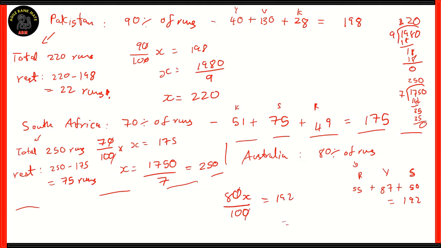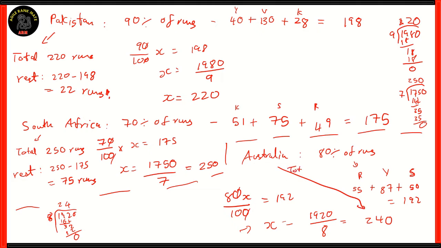Basically, we need to calculate 1920 over 8 to get x. So 1920 over 8. 8 2s are 16. 3 is balanced. 2 gets pulled down, you get 32. 8 goes into 32 4 times. So therefore it's a 0. So the total score of the match against Australia is 240 runs.